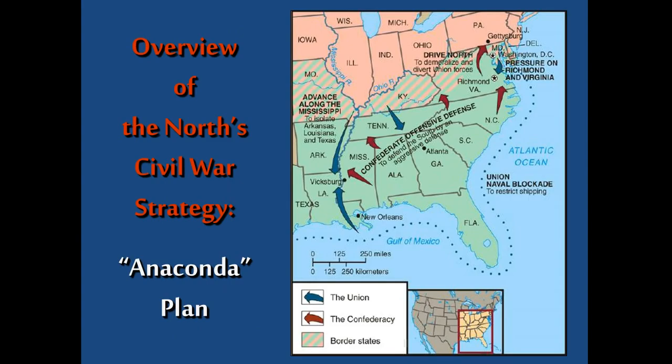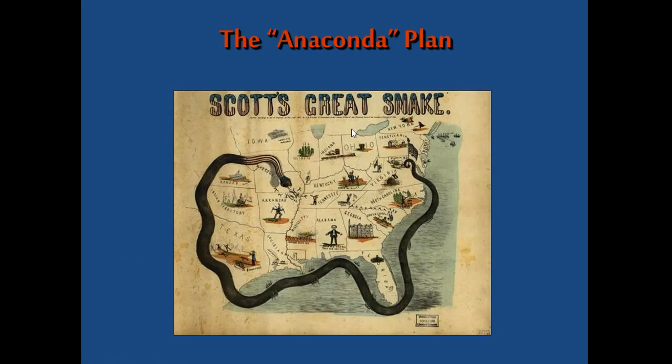The North's Civil War strategy is simple. It's called the Anaconda Plan. Strangle the South as though a snake strangles its prey. Blockade the South with ships. Invade the South from the north. Cut the South in half through the Mississippi River right here, and all should be fine. However, it's not going to be fine. Here's another picture of the Anaconda Plan. I think this one's actually a better picture. It kind of shows the Anaconda strangling the South.